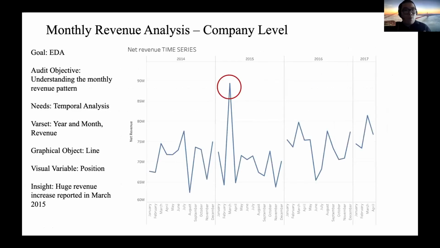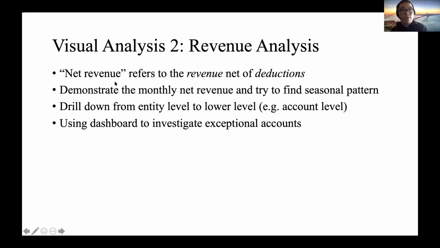We come up with a very general audit objective. We just want to understand the monthly revenue pattern of this data. Revenue here refers to the so-called net revenue. It's the revenue net of different deductions, such as contractual deductions, charity deductions, bad debt deductions, and administrative adjustment.